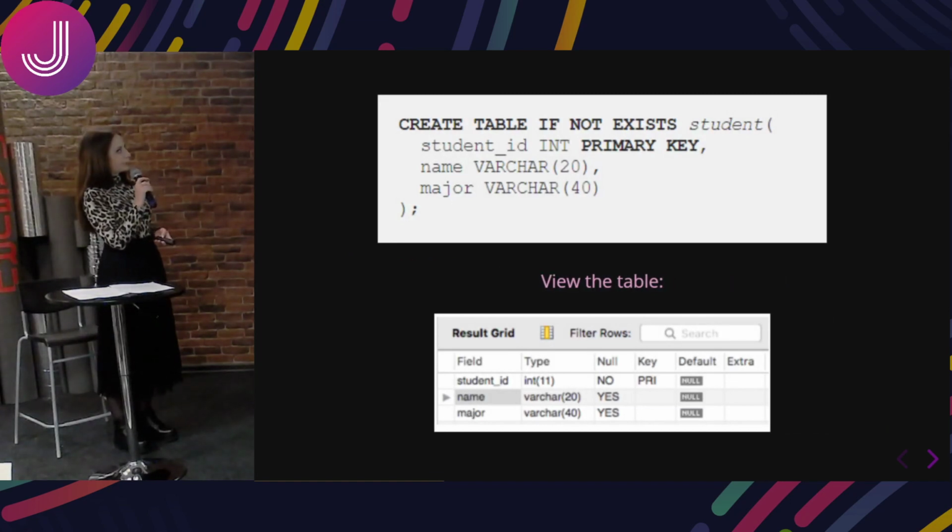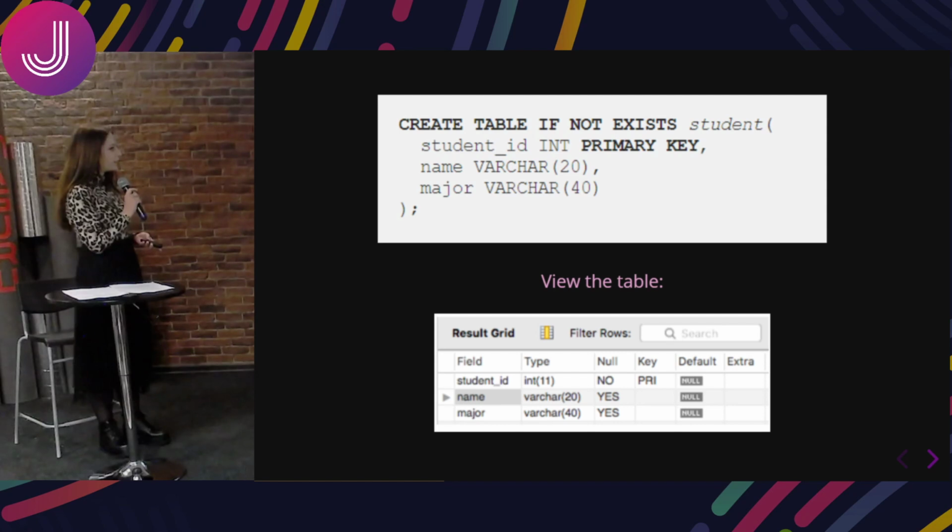We create a table called student with 3 parameters: student ID, name, and major. Student ID is set as the primary key. A primary key is a parameter that is set to uniquely identify a particular record. Name and major are parameters that have varchar. Varchar is a variable length data type. And at the bottom, we can see the result.